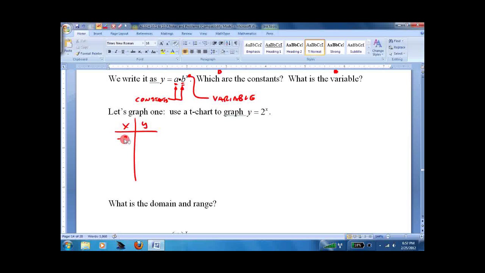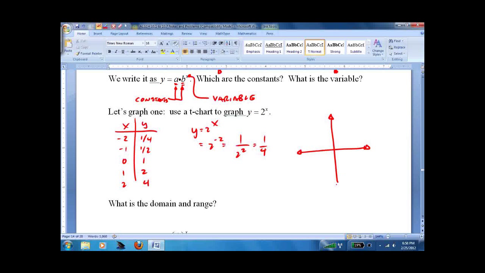Make a quick t-chart. So y equals 2 to the x. If I put in negative 2, it's 1 over 2 squared. I'll write it all out. 2 to the negative 2 is the same as 1 over 2 squared, which is 1/4. This would be 1/2. Anything to the 0 is 1. This would be 2. This would be 4. So when we go to graph it, at negative 2, we're here. Negative 1, we're here. At 1, you see it's starting to slope up. Then you'll see how fast it takes off. At 1, we're 2. And at 2, we're 4.